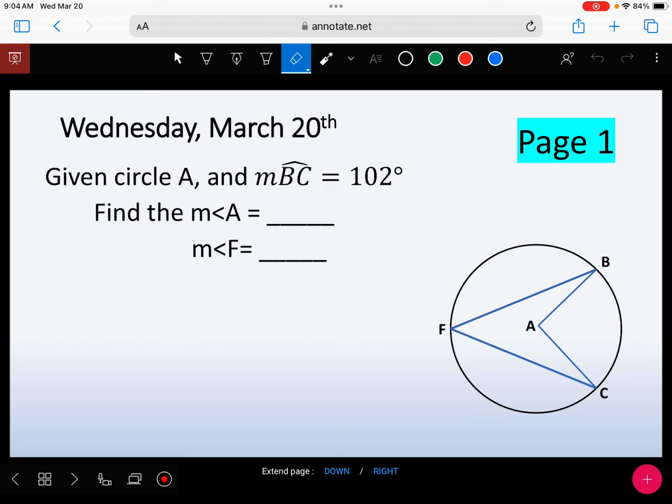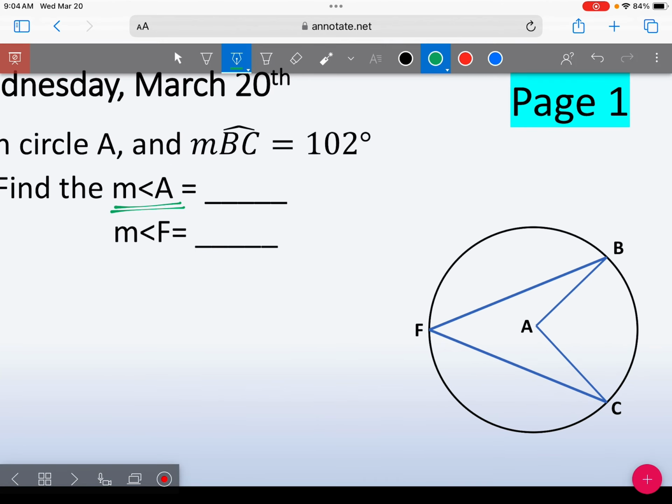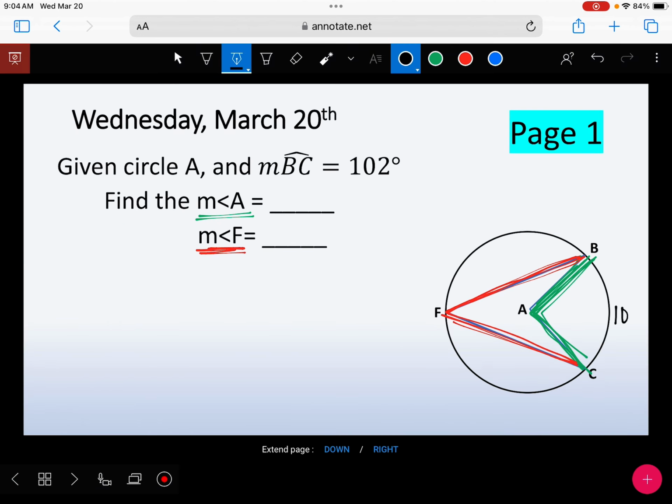So let's go ahead and finish our angle. We got two different angles. So we have angle A. So this is angle A. This is kind of going back to what we took our test on right here. And then we also have angle F. Okay, so we got the red angle, we have a green angle. The measure of arc BC is 102.